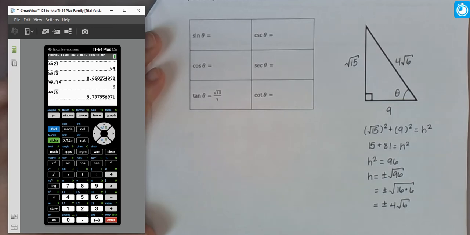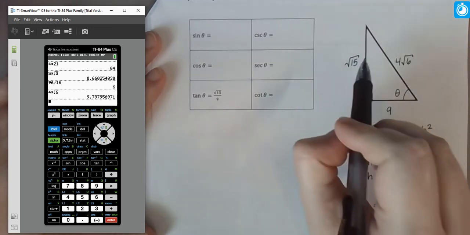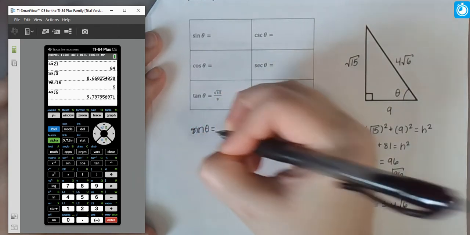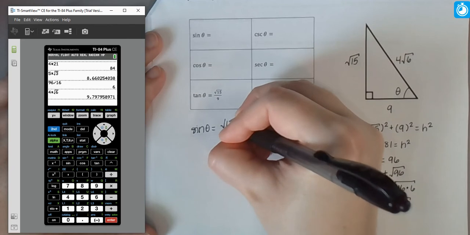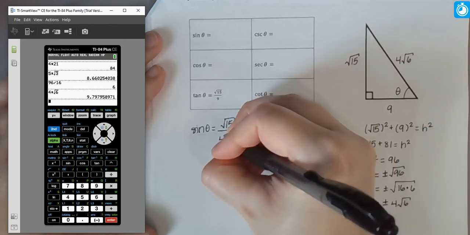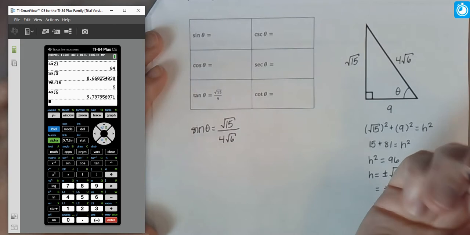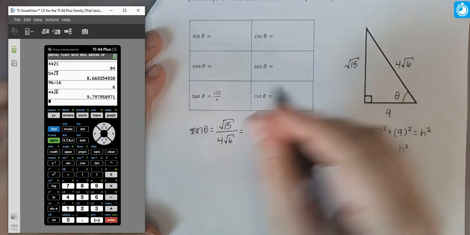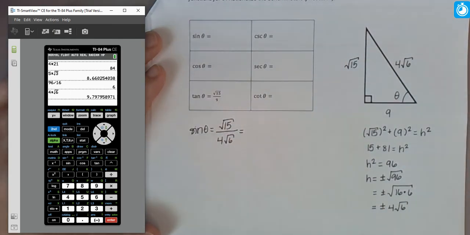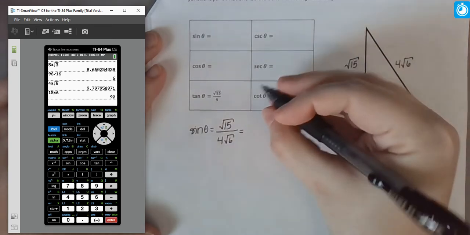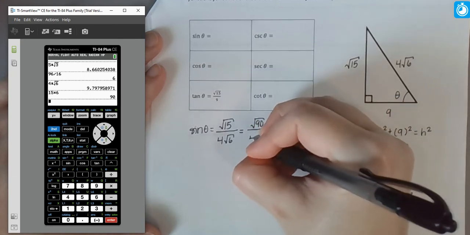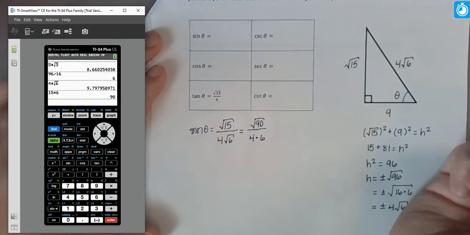So now let's find our ratios. So sine is defined as our opposite over hypotenuse. So we're definitely going to need to work this rationalization out. So opposite over hypotenuse. Again, we need to multiply top and bottom by root 6. So root 15 times root 6, well, they're both going to combine under that single radical. So 15 times 6 is going to be 90. So that's going to become the square root of 90. And then our denominator, we have 4, and then we have that rationalized 6.